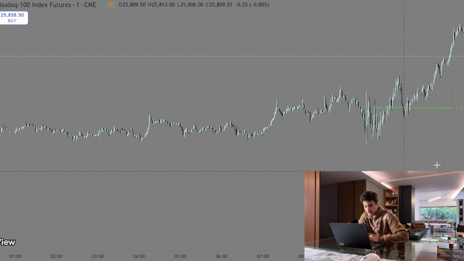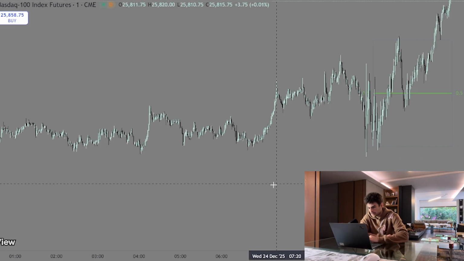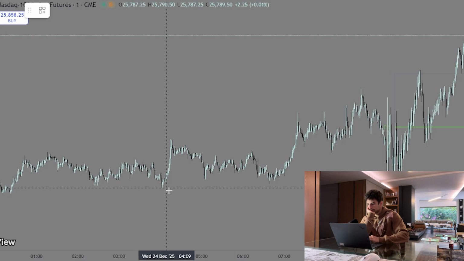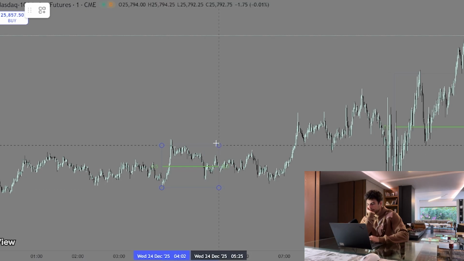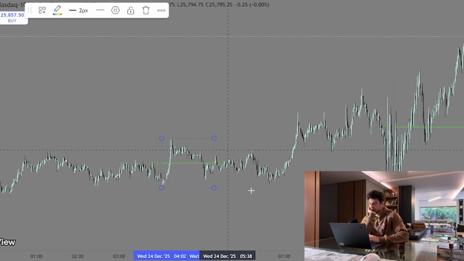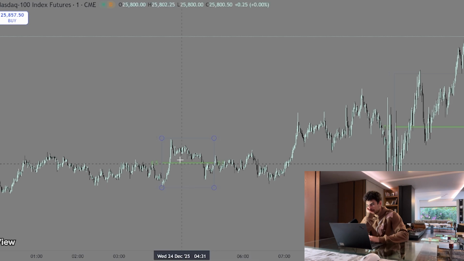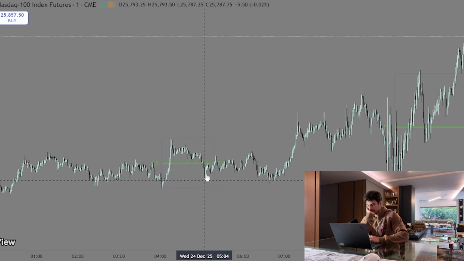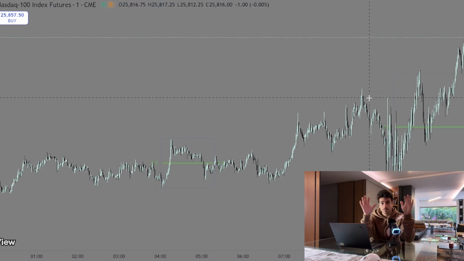Okay, here we go. From here till here, from the low to the high. As you can see, price retests the discount zone and then it chops a bit and then boom, easy printing. It's as simple as that.